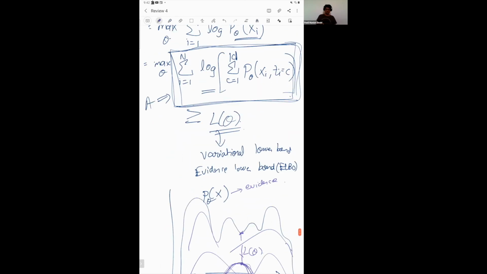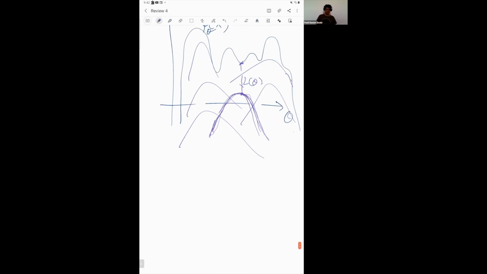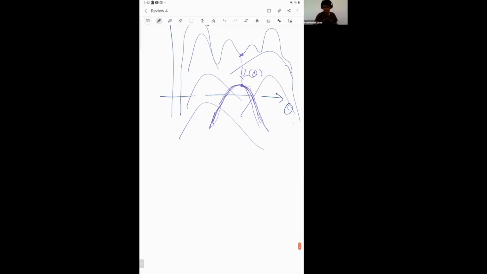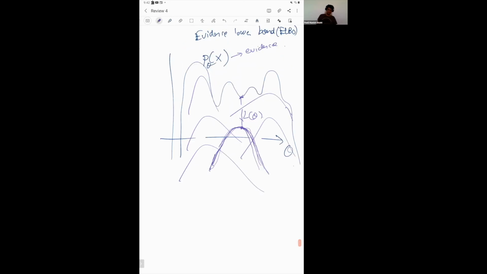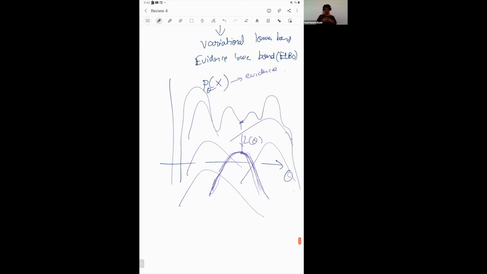Are you all here with me? Any doubts still here? Okay. So instead of just maximizing one lower bound, we are now considering a family of lower bounds.